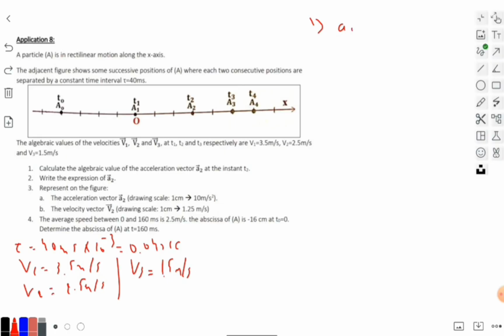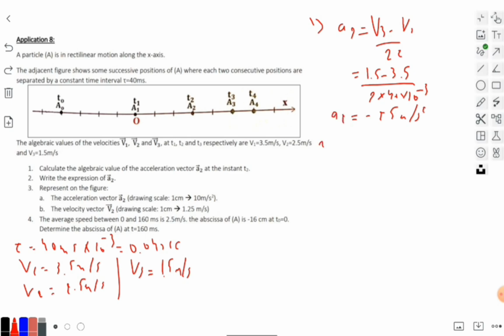a2 equal v3 minus v1 over 2 tau. So it's equal to 1.5 minus 3.5 over 2 tau, 2 times 40 times 10 to the power minus 3. It's equal to minus 25 meter per second square. This is A2. Part 2. Write the expression of A2 vector. A2 vector, it's equal to minus 25 i vector in meter per second square.